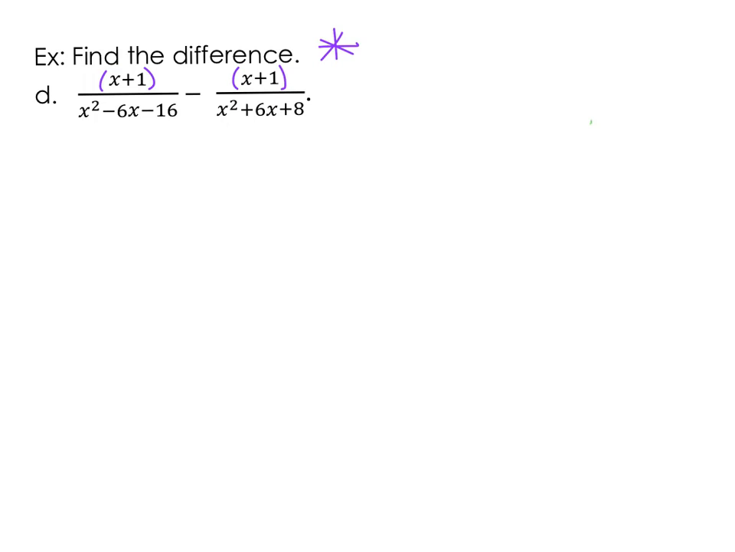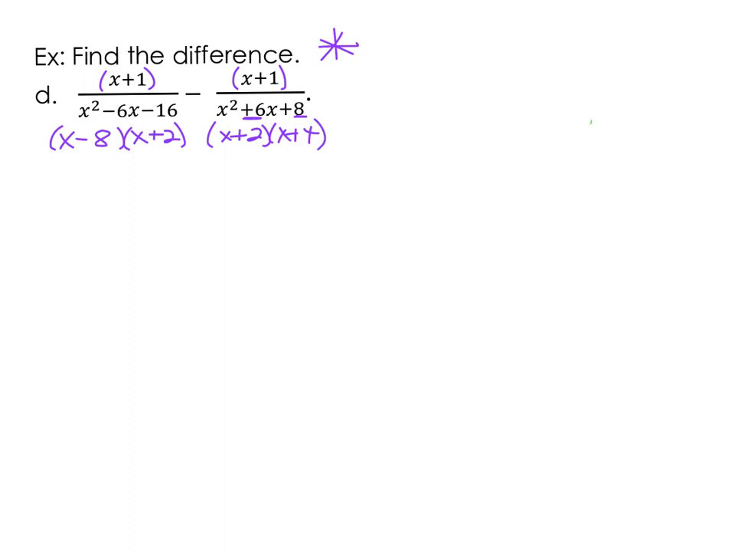Of course, the first thing we want to do is simply factor the denominators. X squared minus 6x minus 16. Two numbers that multiply to get negative 16 but add to get negative 6 would be negative 8 and positive 2. There's x minus 8 and x plus 2. And then x squared plus 6x plus 8. Two numbers that multiply to get 8 but add to get positive 6 would be positive 2 and positive 4.